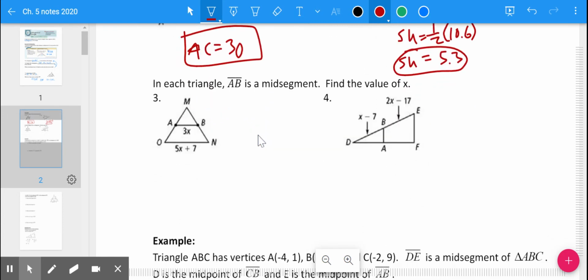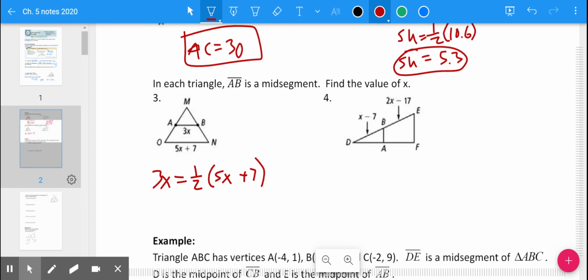We're going to continue using that here in numbers 3 and 4. Number 3 says find the value of x. So again, we know that 3x has to be half of 5x plus 7. But you might be saying, well, that's going to give me some fractions, depending on how I solve it.